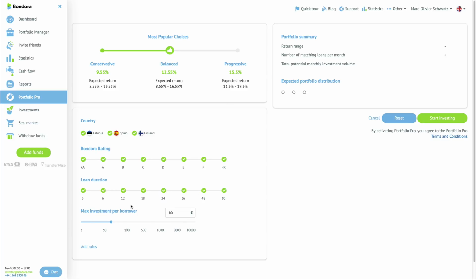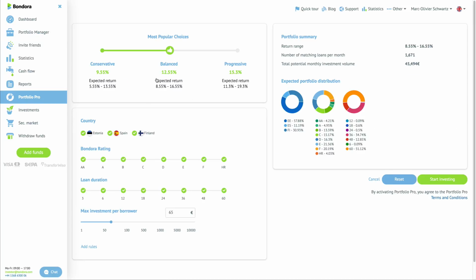So you can also play with that, and it will actually give you some expected return based on what you choose here. So it's really a cool feature. I haven't had the time to try that already because, as I said, I got great results from the completely automated way to invest using the portfolio manager, but I'm really interested in trying this Portfolio Pro feature as well. So that's another option.